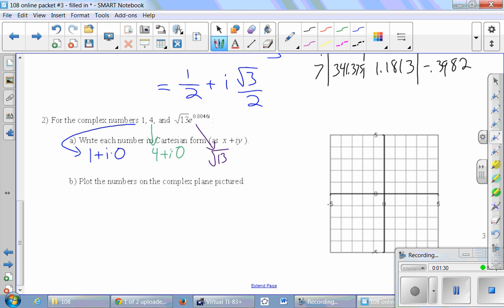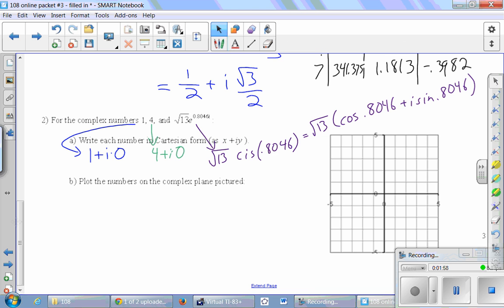This guy is equal to root 13 cis of 0.8046. So that's the same as the previous problem, just we have a root 13 in the front instead of a 1, which we had in the front on the previous one. So this is root 13 times cosine of 0.8046 plus i sine of 0.8046.